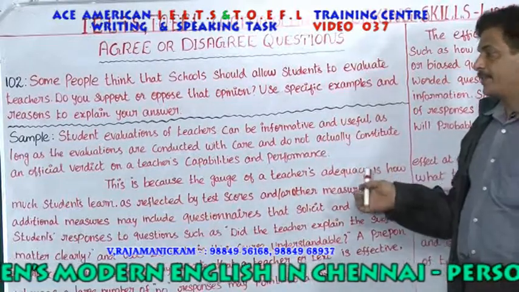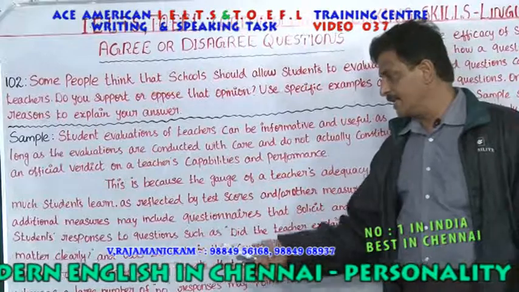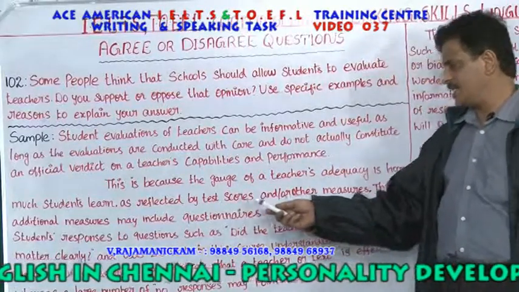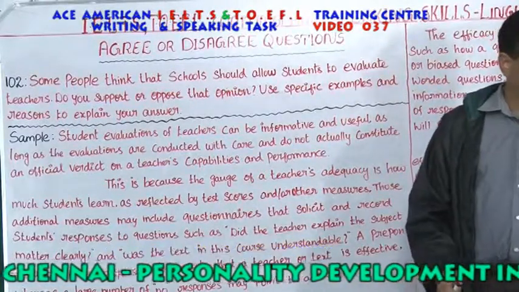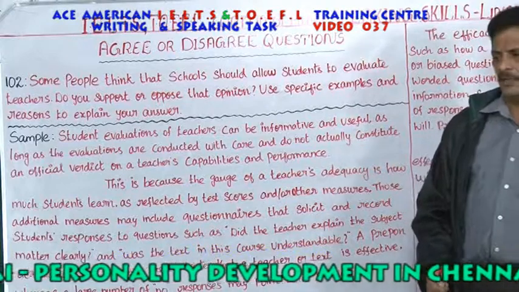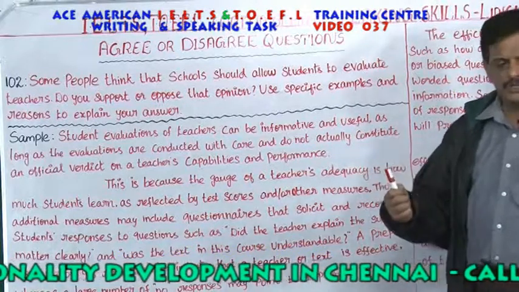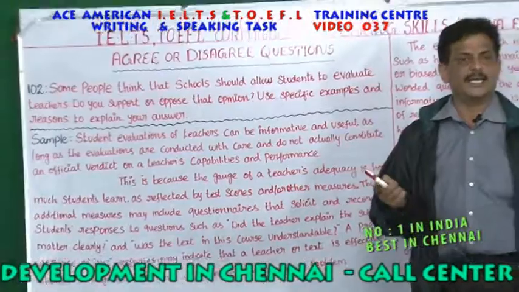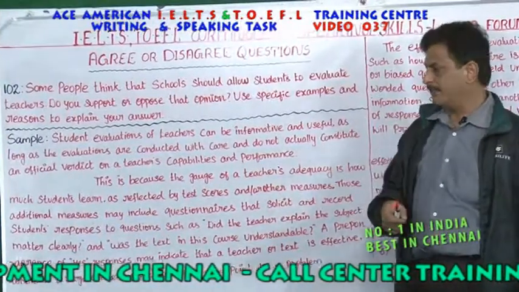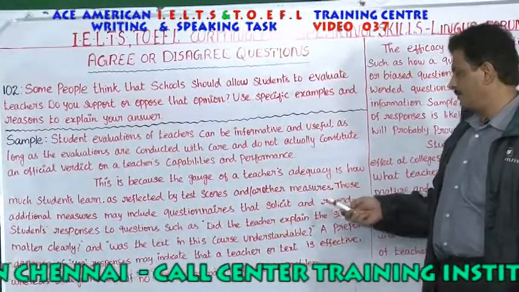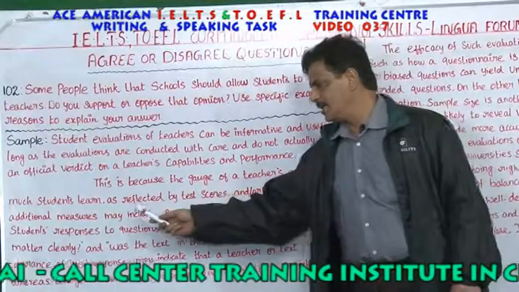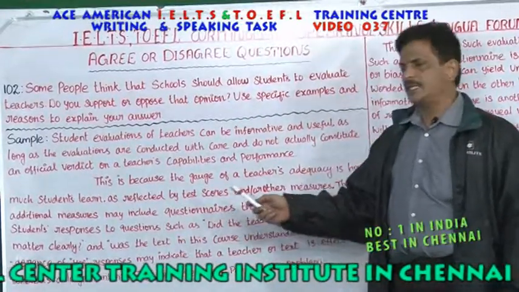strength is how much the students learn as reflected by test scores. Annual exam, quarterly, monthly or annual examination: how many marks the students score directly reflects the teacher's abilities. And other measures. Those additional measures may include questionnaires.